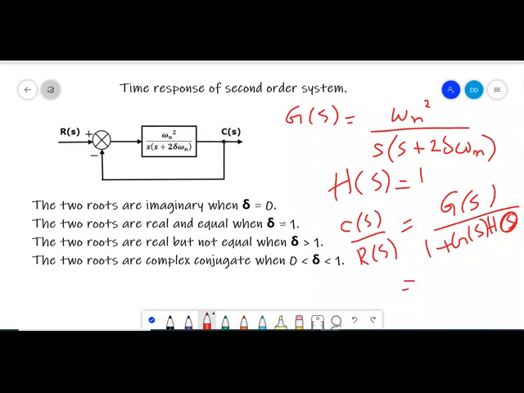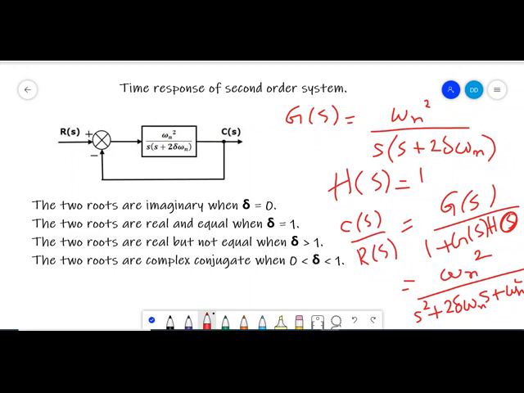So on substituting the value of G of S and H of S, we get omega n square divided by S square plus 2 delta omega n into S plus omega n square. So this is the closed loop transfer function. If you observe the denominator, the highest power of S is 2. So we call it a second order system.